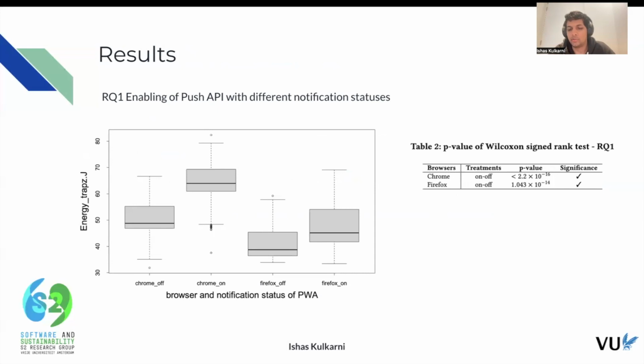Therefore, for research question 1, which is for enabling push API with different notification statuses, enabled or disabled, with Chrome and Firefox browsers, we performed the Wilcoxon signed rank test and got a p-value less than 0.05, which indicates that the energy consumption for different notification statuses is significantly different. This is also evident from the box plots that we see here. Considering this, we can reject the null hypothesis in this case.